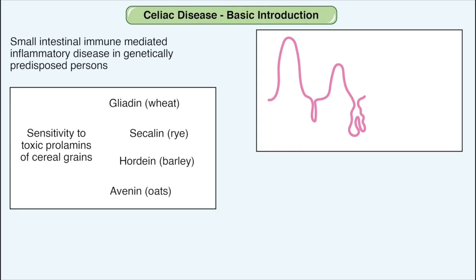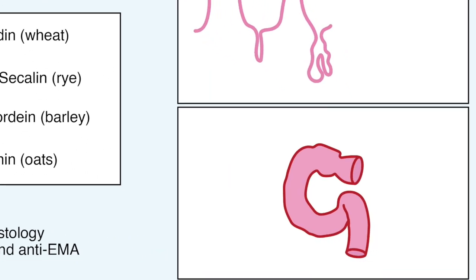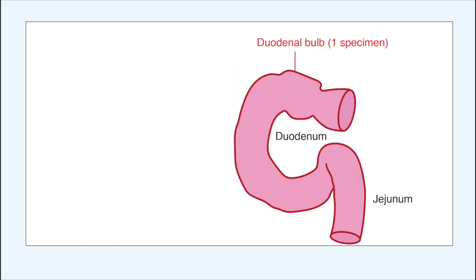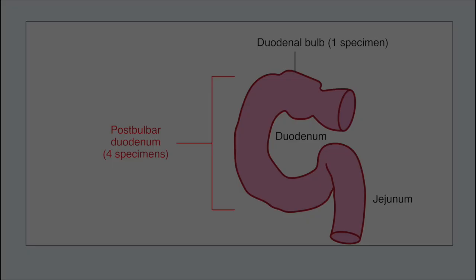Diagnostic protocol includes serology along with histological confirmation. Serological tests include IgA anti-TTG, that is tissue transglutaminase antibody, and anti-EMA, endomysial antibody. For microscopy, at least one biopsy specimen from duodenal bulb and four specimens from postbulbar duodenum should be taken.